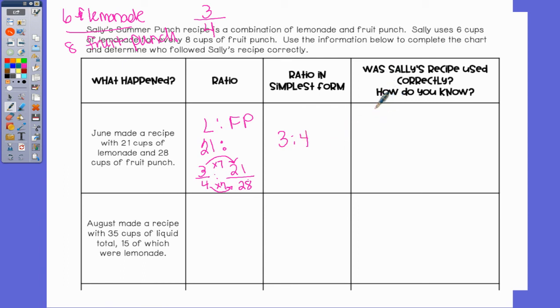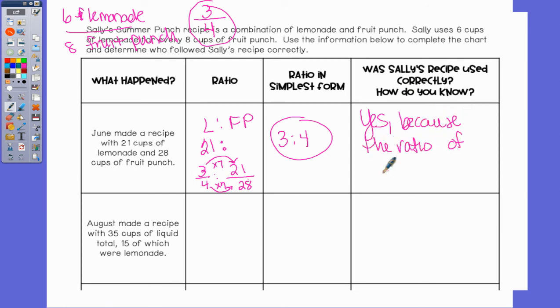Was Sally's recipe used correctly? Yes, because my ratios are the same. Yes, because the ratio of lemonade to fruit punch is the same.